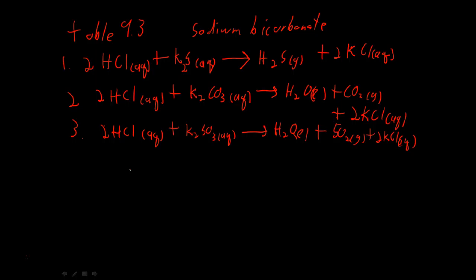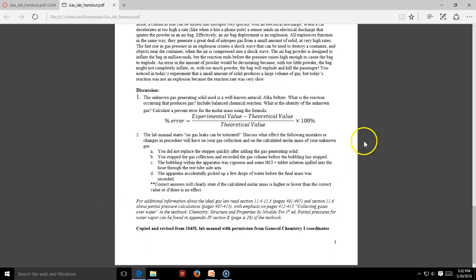Figure out what that gas is and then compare it using the equation called percent error, which is found in the experimental packet right here. You take your experimental value, the value you calculate, subtract off the theoretical value you get from the atomic weights on the periodic table, divide it by the theoretical value and multiply by 100%. That is what I want you to do for this first discussion question.